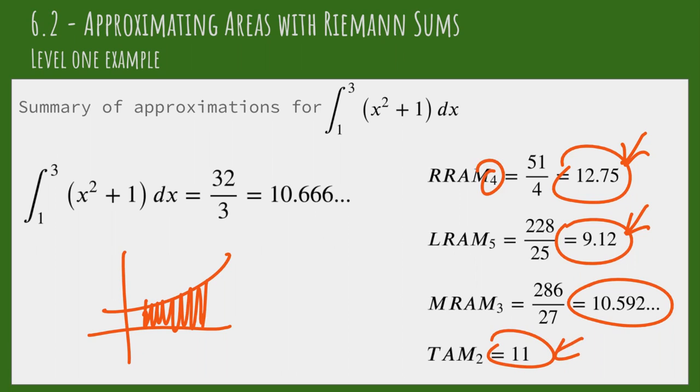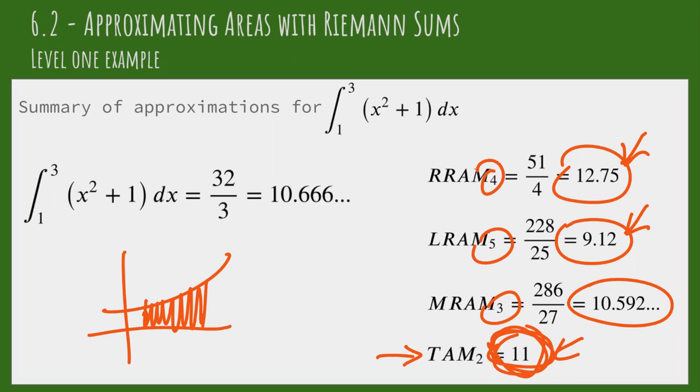We also used different numbers of subintervals, so it's hard to compare which ones are better or worse for this particular function. I will say that it's going to vary from function to function, whether RRAM, LRAM, MRAM, TRAM is better. Trapezoids do tend to be the best, but that's not always the case. You can see here, though, that with just 2 trapezoids, we've got an answer that's within 1/3, and it is the second closest one. MRAM's just a little bit closer, but it is a good approximation with just 2 trapezoids.